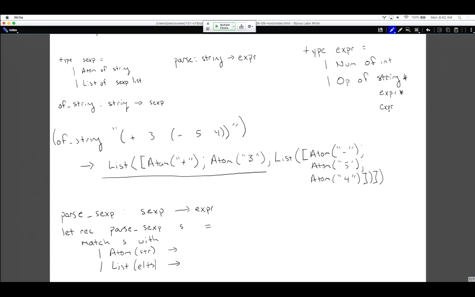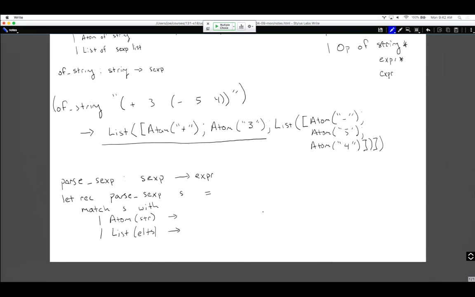So the first element had better be an operator. It had better be an atom containing a string that represents an operator. And then the second and third thing, well, we know that they have to turn out to be expressions. So maybe parse S expression will be helpful for those things. Okay, so that's kind of interesting. That tells us a lot about how we might want to structure this.